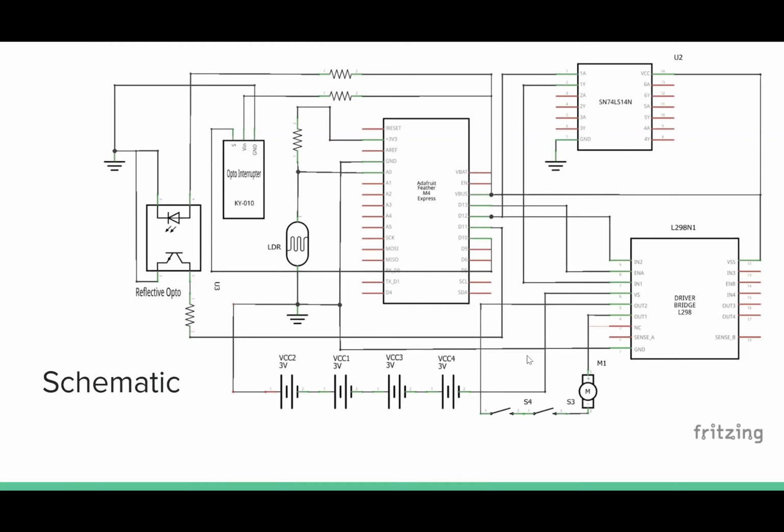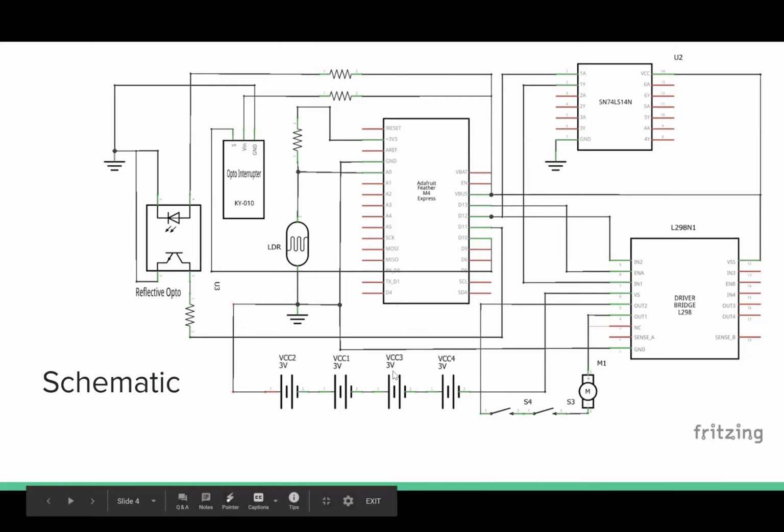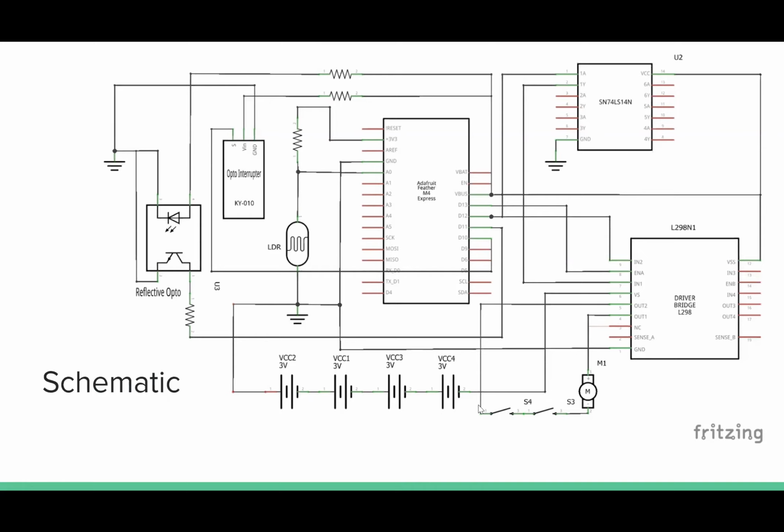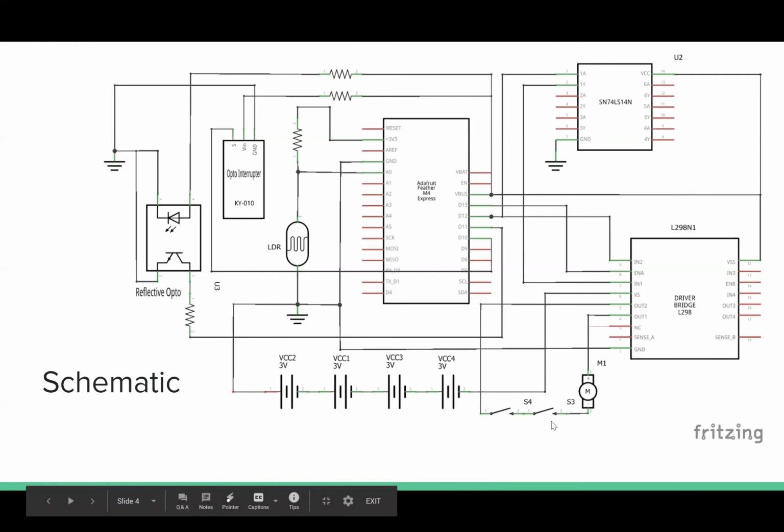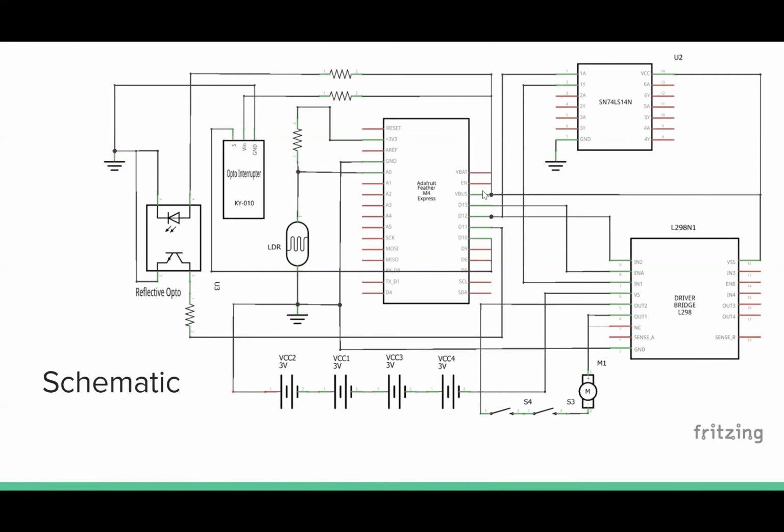On the right side, there's a motor driver board. We have 8 dry batteries to supply 12 volts to the driver board to activate the motor, which is also connected to the driver board. The 2 momentary switches protect the motor from over-traveling. And finally, the USB pin is responsible for supplying 5 volts to the opto interrupter, reflective opto, hex inverter, and the driver board.